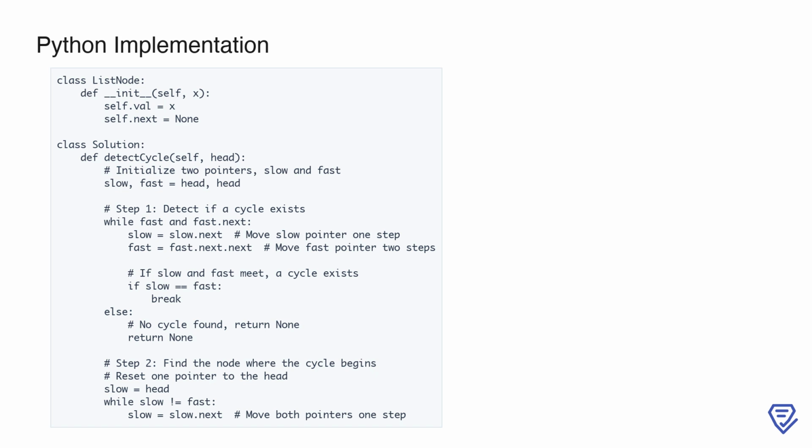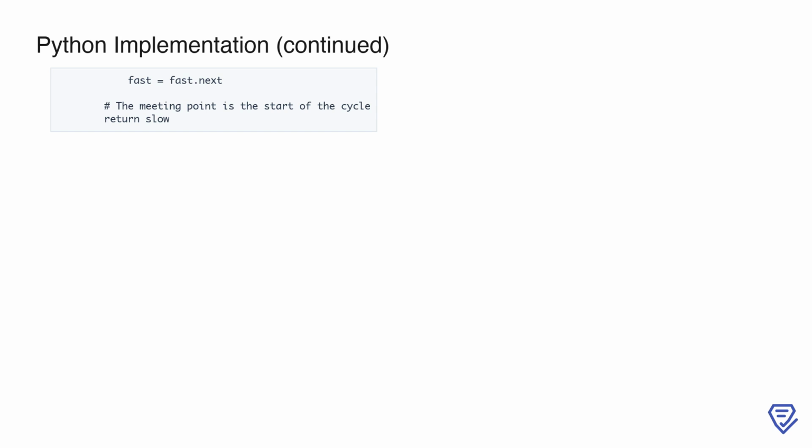Then, we proceed to the next phase of the algorithm. At this stage, both slow and fast pointers move one step at a time through the list. This continues until the two pointers meet again. The key observation here is that the meeting point will be the node where the cycle begins. Once the pointers converge, we return the slow pointer, which now points to the start of the cycle.